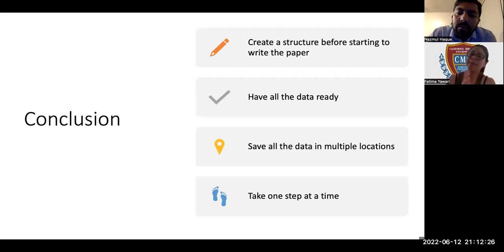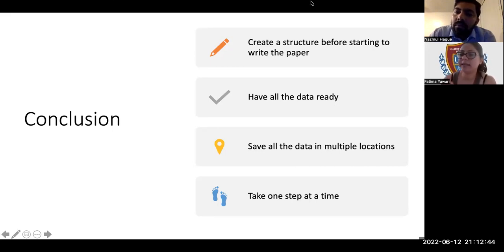Conclusion. My conclusion about this class and this paper was to create a structure before writing the paper. That's what I've been following for the past few classes. Always create a structure. That way, you know your subheadings, everything is given for you. You start filling it in. It's a lot faster, it's a lot easier.